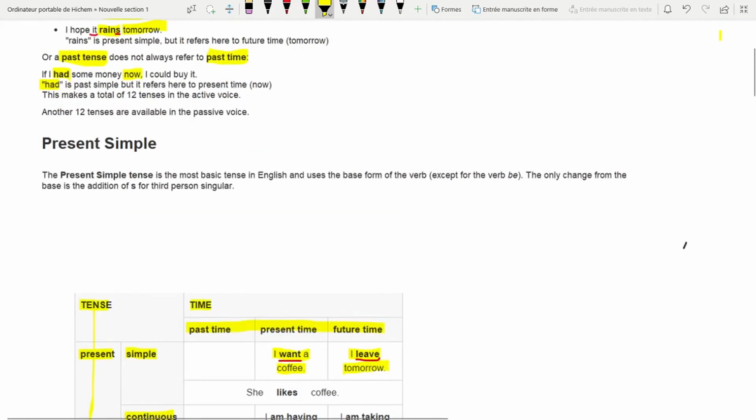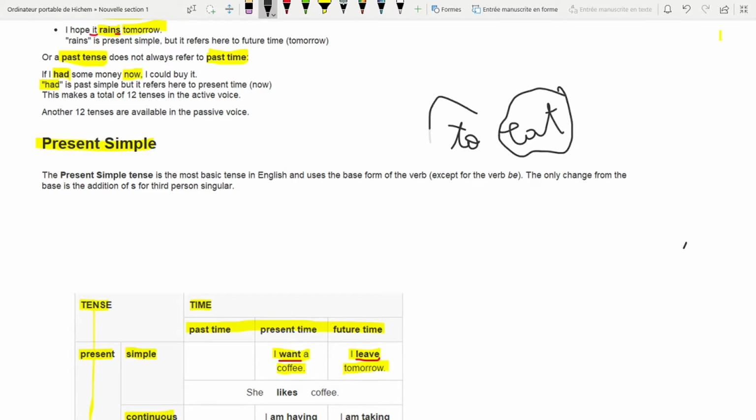But now we shall move to our today's lecture entitled Present Simple. So the present simple, or the present simple tense to be more specific, is the most basic tense in English. Okay, and we use the base form of the verb. When I say the base form, it means, for instance, let's take the verb to eat, right? So this is the base. Okay, this is the mark of the infinitive.